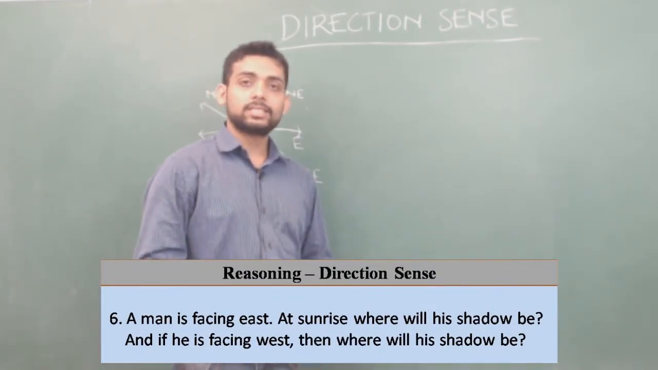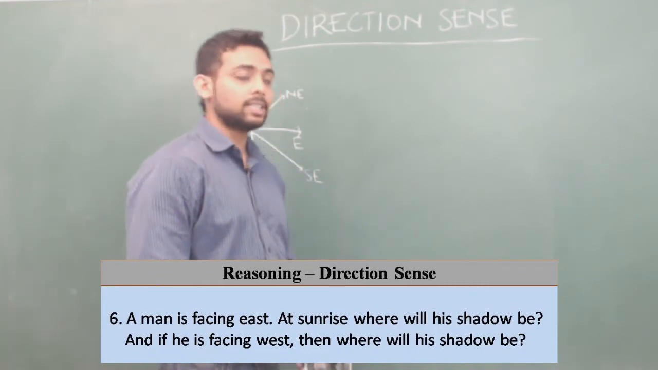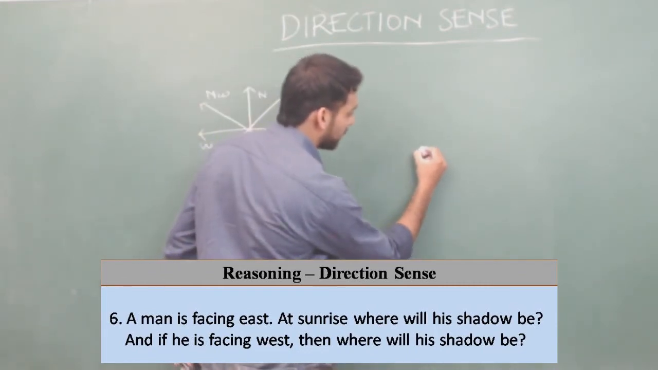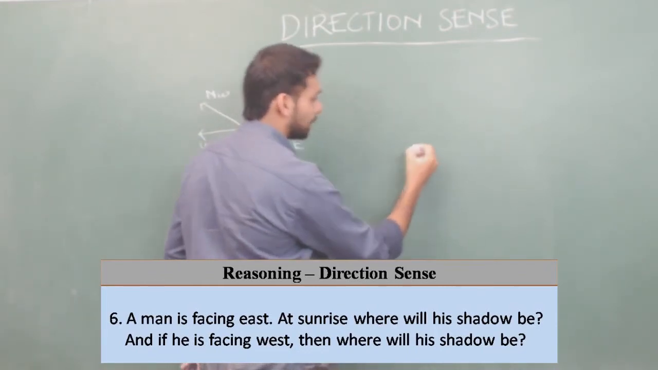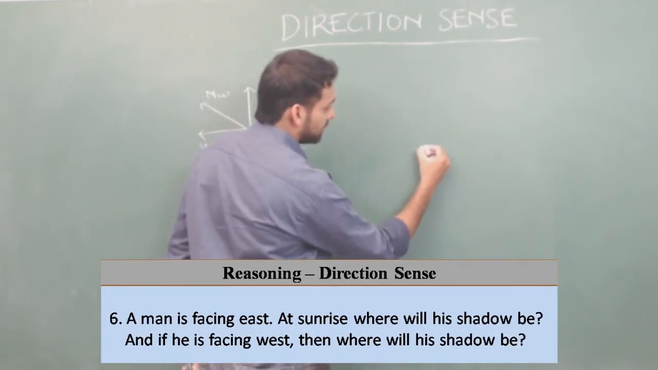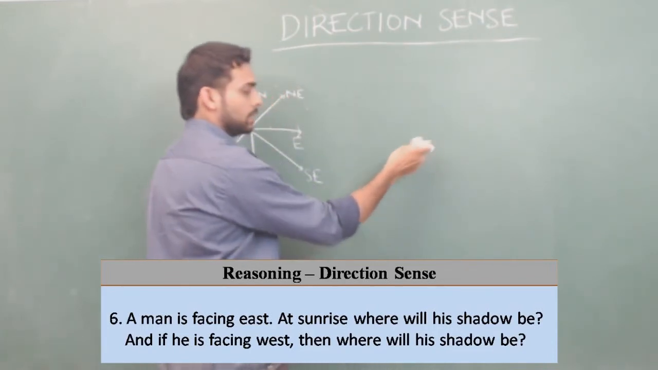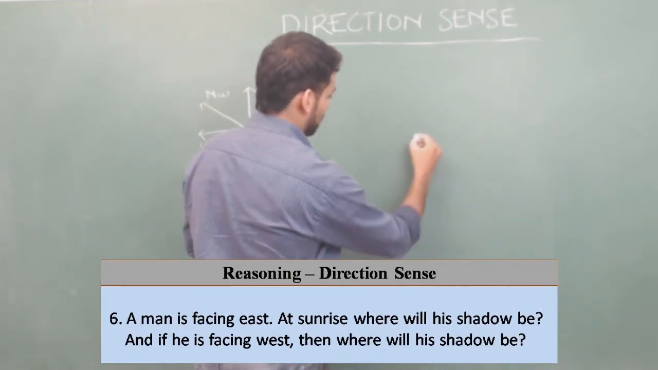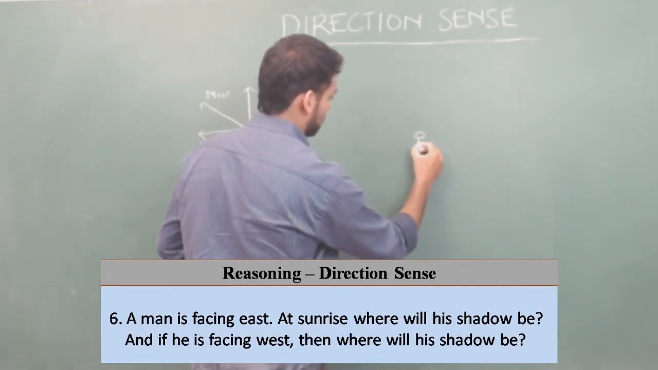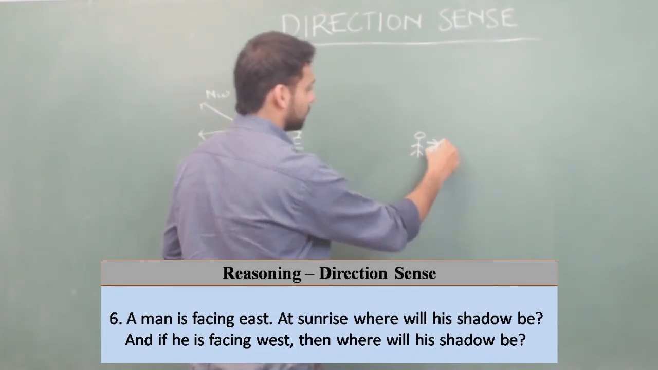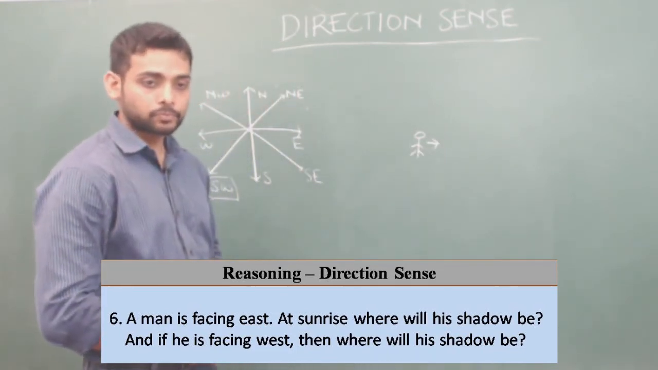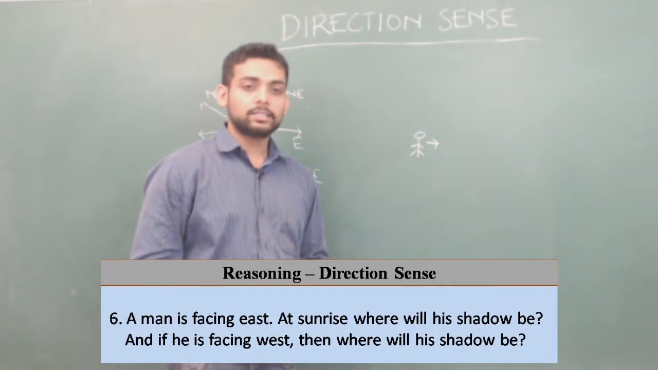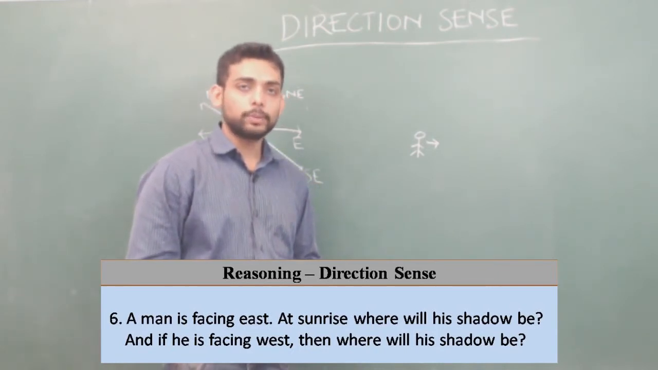Okay, the question says that a man is facing east. So a man is standing here, facing the eastern direction. At sunrise, where will his shadow be?